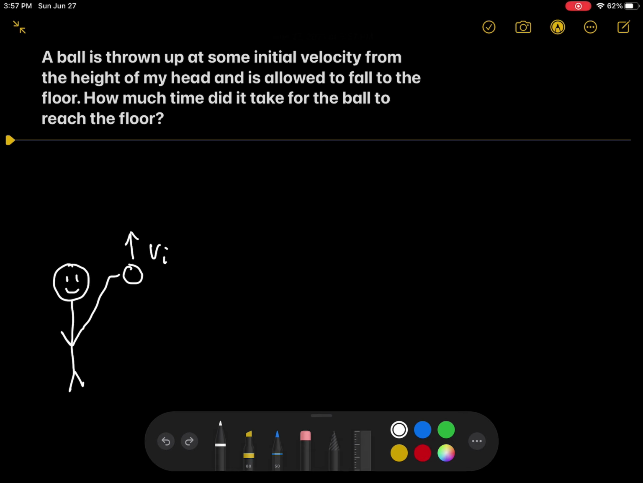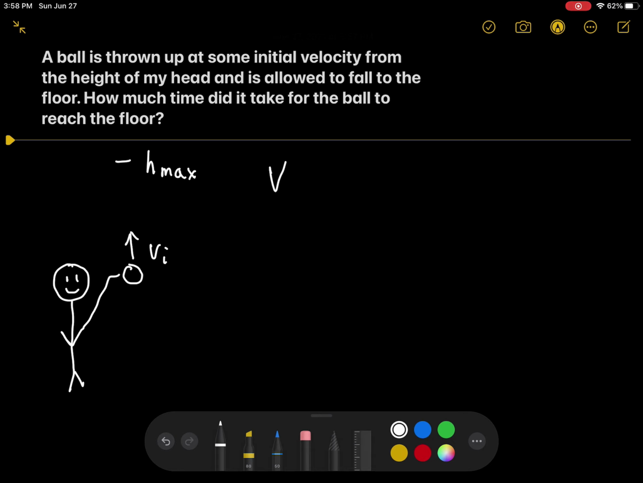And here I have a little doodle of myself throwing a ball up, and this ball, going at some initial velocity upwards, is going to reach some maximum height. We don't know what that is. But at this point, we don't really care about that. We only care about the time that it took to reach that maximum height, and then eventually it's going to drop back down. So let's calculate that first.